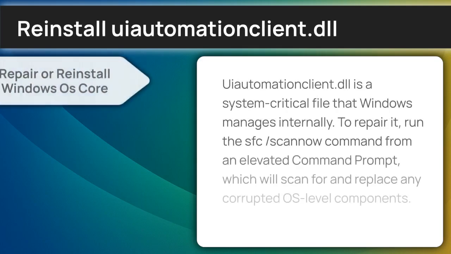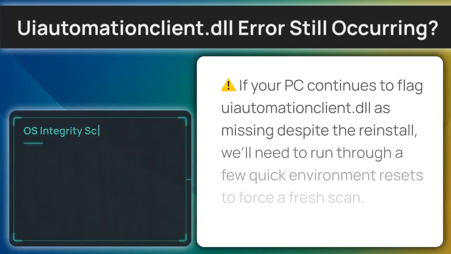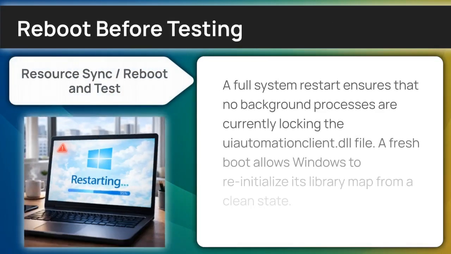Uiautomation Client is a system-critical file that Windows manages internally. To repair it, run the SFC /scannow command from an elevated command prompt, which will scan for and replace any corrupted OS-level components. If you're still seeing the missing file notification, we should attempt to force a synchronization between the software and the OS. A full system restart clears the temporary memory cache and allows Windows to attempt a fresh initialization of all required libraries, including User Interface Automation Client.